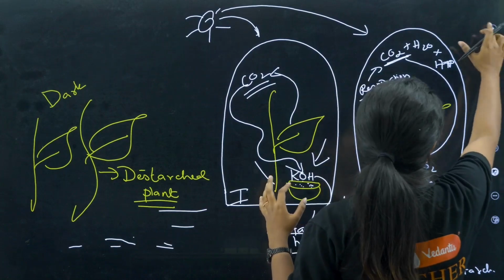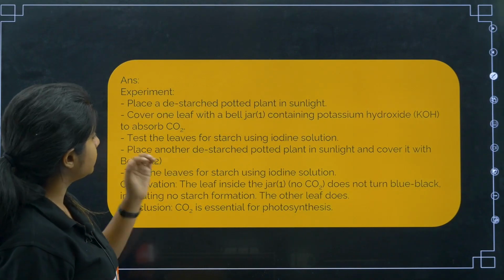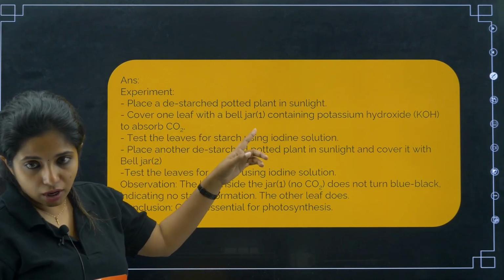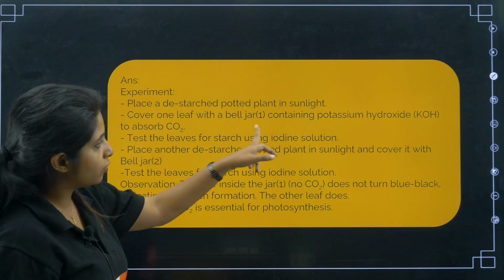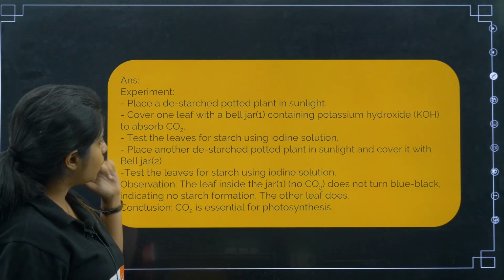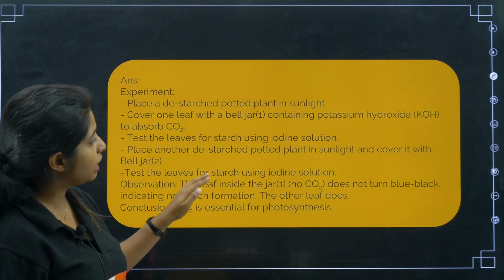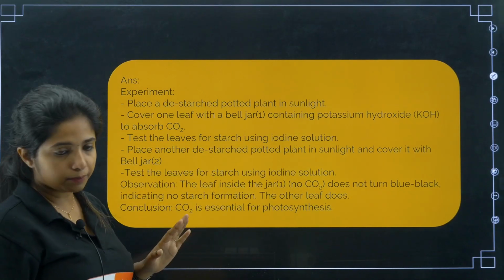Apart from that, you have to write a bit. Write like this. Experiment: place a de-starched potted plant in sunlight. Cover one leaf with a bell jar 1 containing potassium hydroxide to absorb CO2. Test the leaves for starch using iodine solution. Now place another de-starched potted plant in sunlight and cover it with bell jar 2. Test the leaves for starch using iodine solution. So over here I have not put the potassium hydroxide in bell jar 2.